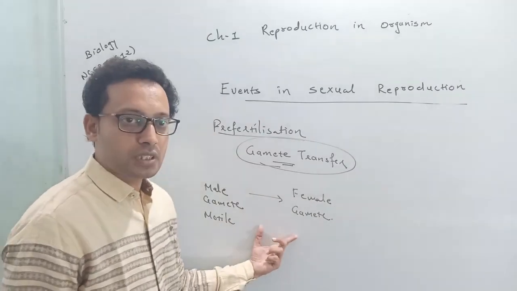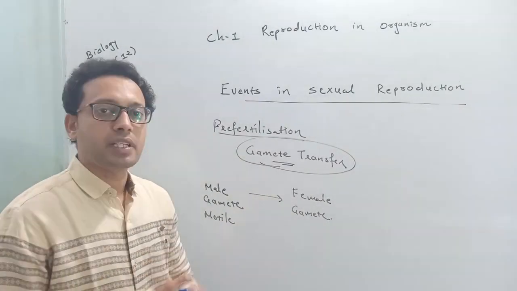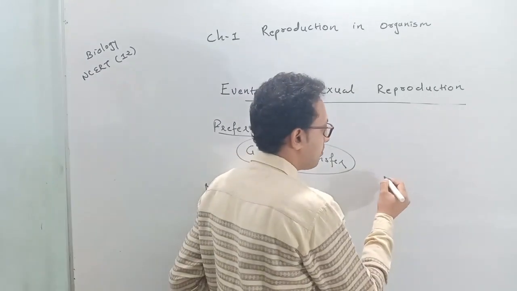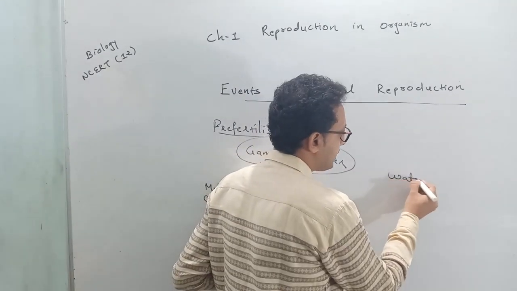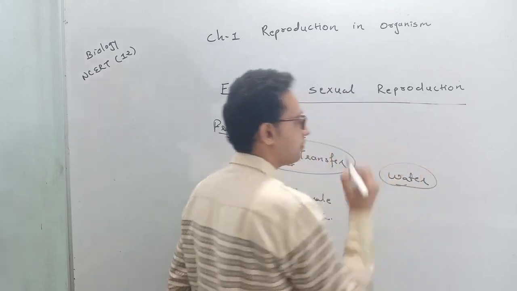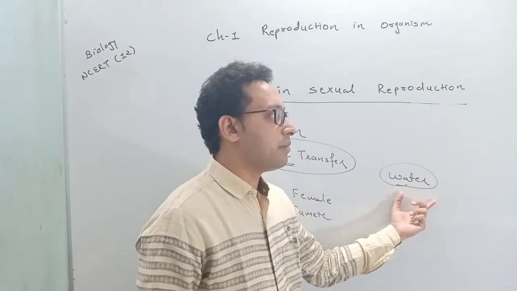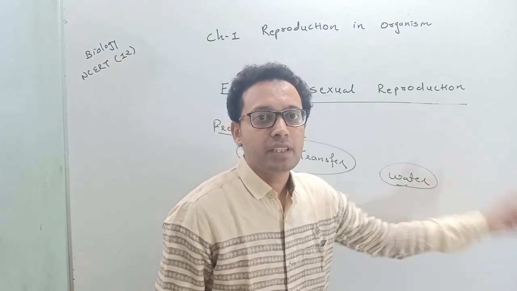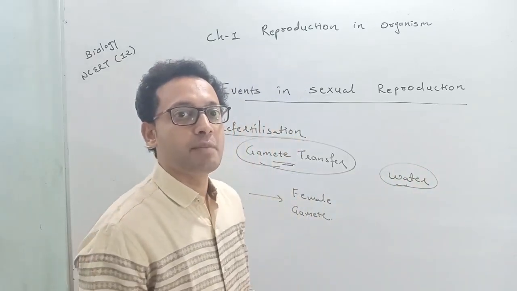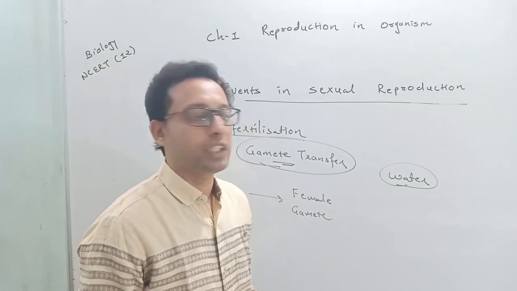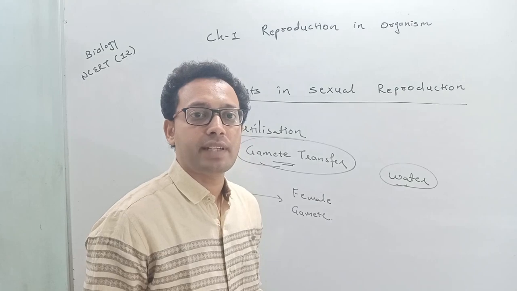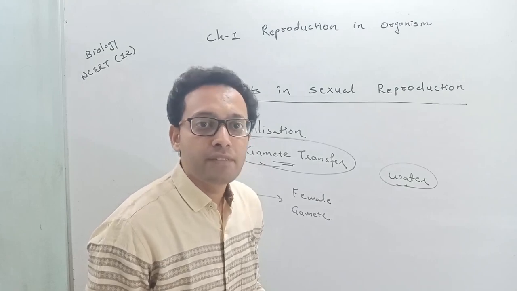Already you know this, but to transfer it, some organisms require a certain kind of medium. For example, water acts as a medium. It acts as a carrier which leads to the transport of a male gamete to a female gamete. So here the water is acting as a medium for the transport of the male gamete to the female gamete.